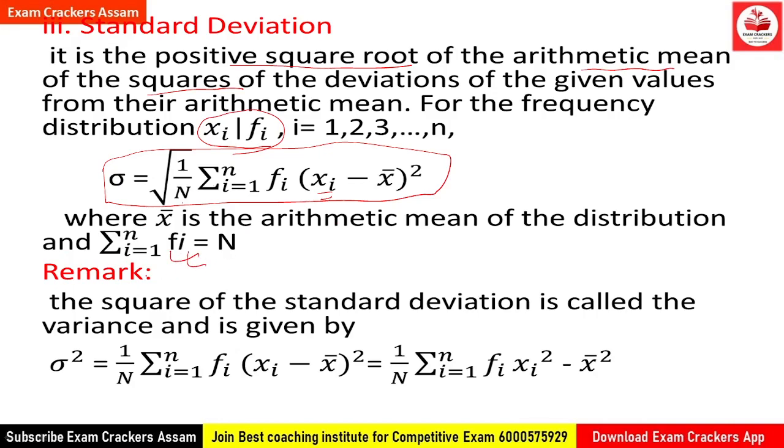Okay, so here is an important remark: the square of the standard deviation is called the variance. When you are asked to calculate the variance in general, don't get confused, just calculate the standard deviation and square the value, and you will get the variance of the data. It is given as sigma square. If we square the square root, the square root and the square cancel, and the formula will be 1 by n summation fi xi minus x bar whole square, and from this formula only you will get this one.